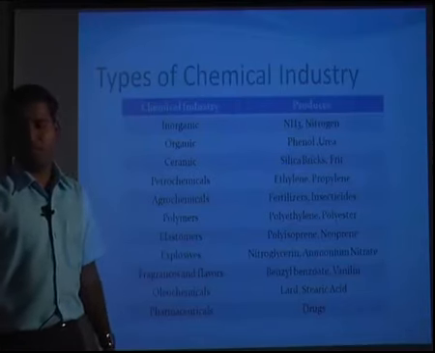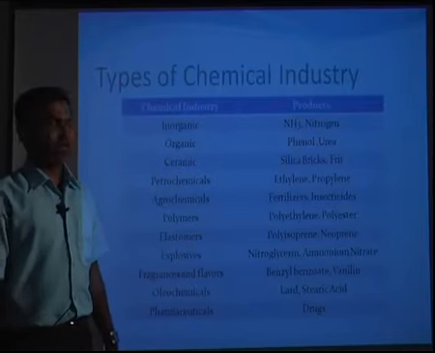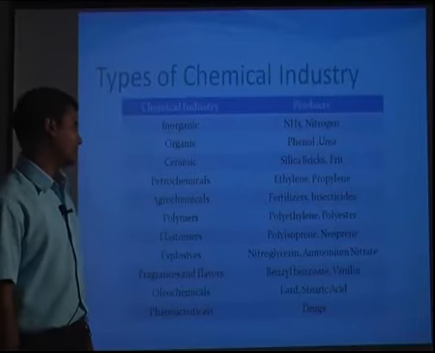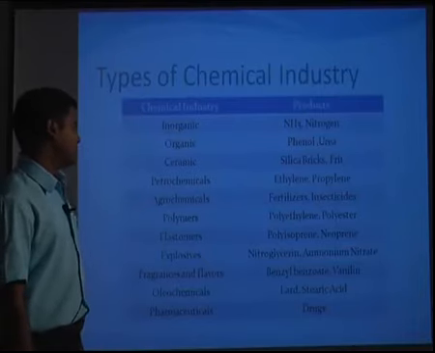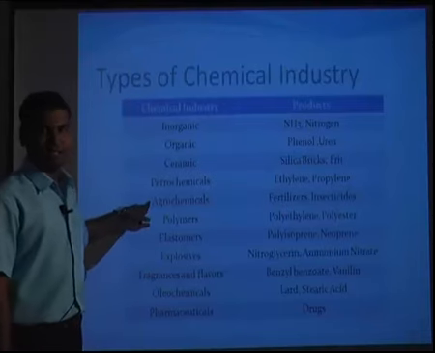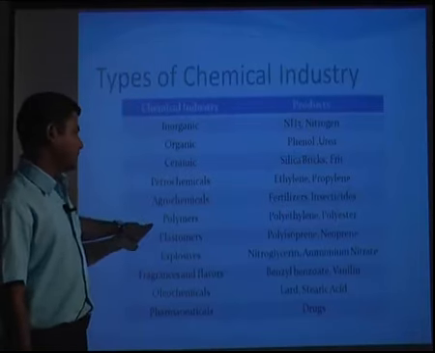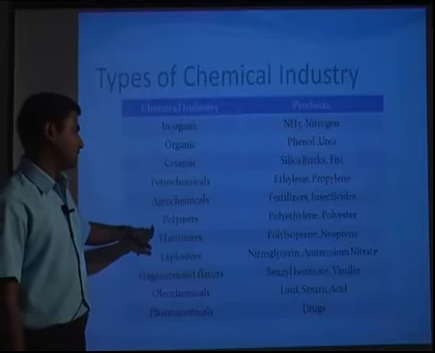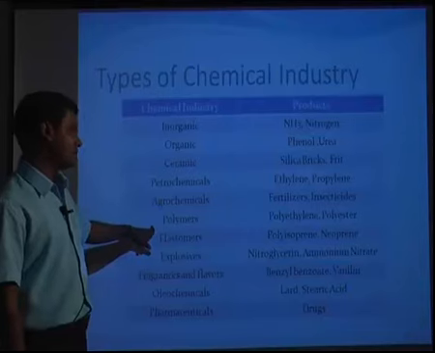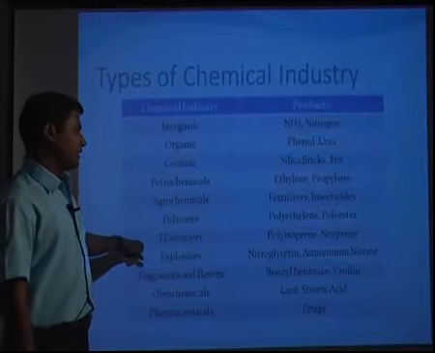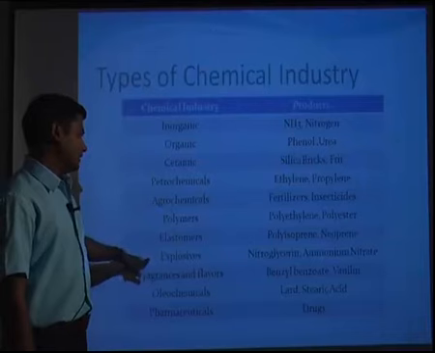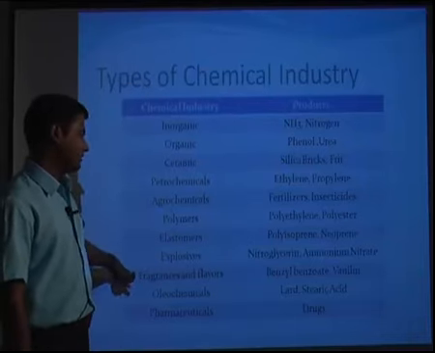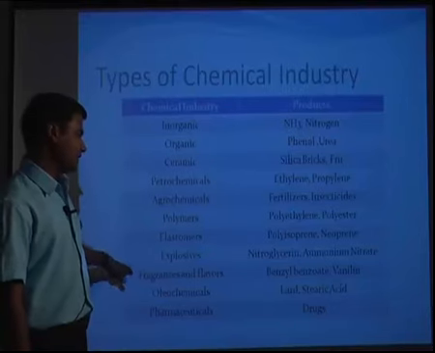Then ceramic, we have silica bricks and frit. Petrochemicals, we are already familiar with; the examples are ethylene and propylene. Agrochemicals mainly include fertilizers and insecticides. As far as the polymer industry is considered, all the plastics and other materials come under polymers, such as polyethylene and polyester. The elastomers are polyisoprene and neoprene. Then explosives, nitroglycerin and ammonium nitrate. The fragrances and flavors include benzyl benzoate and vanillin.